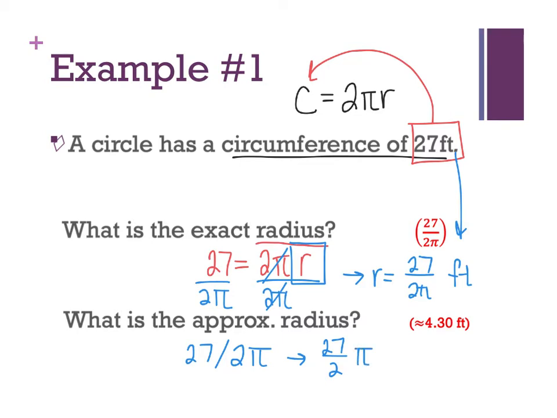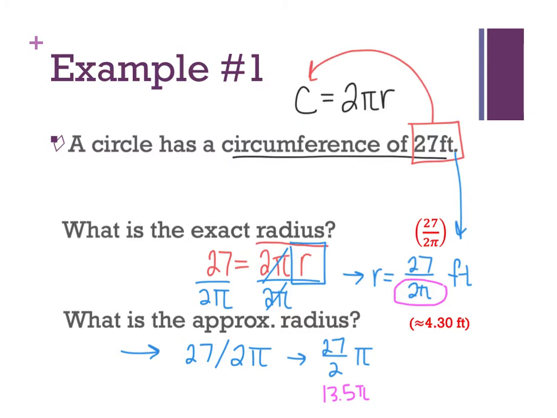Whereas if I'm approximating, I know 2 pi is 2 times 3.14, which is 6.28. 27 divided by 6.28 is not going to be the same thing as 13.5 times 3.14. That's going to be a much bigger number. Your calculator, if you type this in right here, is going to do the order of operations left to right: it's going to do division, and then it's going to multiply.